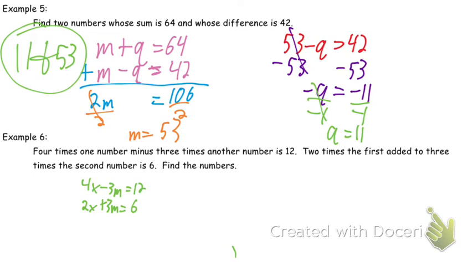Added to, so plus 3 times the second number. What was the second number? M, we called it. 3 times m is equal to 6, okay? So now do we have our system of 2 equations? Okay. Now, any questions on how we got this?